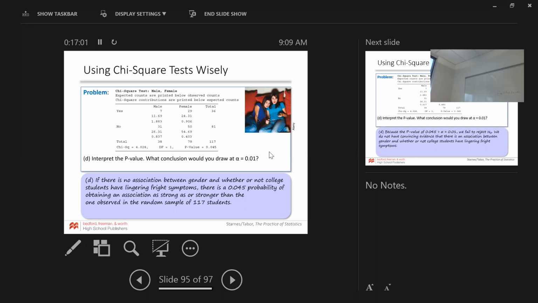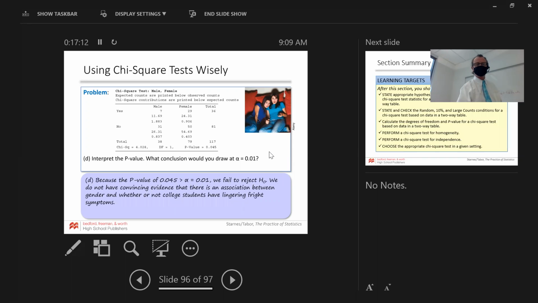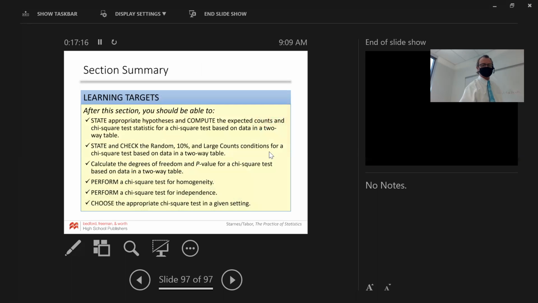So what's going to happen? You look at that and you say, oh, it's lower than 5%. Yeah, but you've got to read the fine print. They said use an alpha level of 1% at the beginning of the problem. Fail to reject. And then back to where we started. Okay?